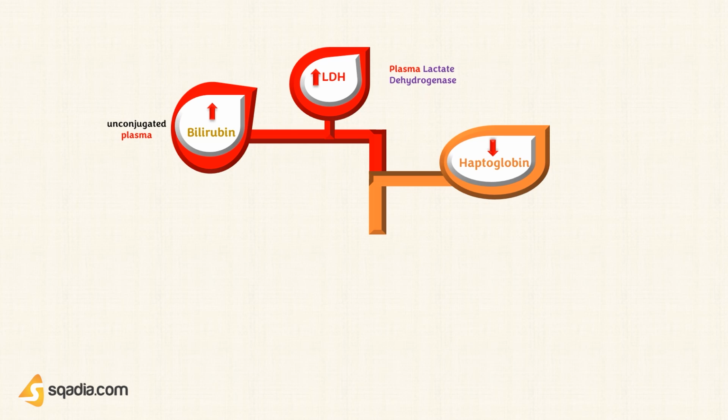Let's see what is haptoglobin. Haptoglobin is a protein made by liver which catches free plasma hemoglobin. In case of larger RBC destruction, haptoglobins will be insufficient temporarily because haptoglobin utilization is faster than the liver can produce it.